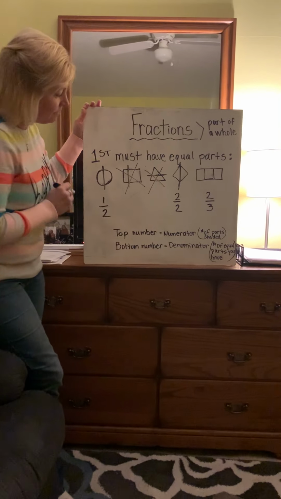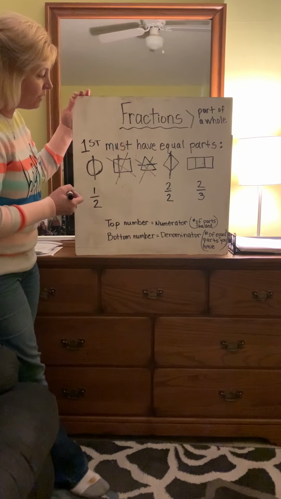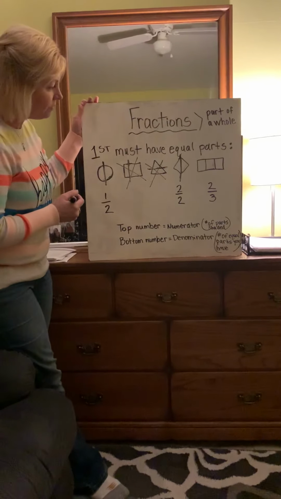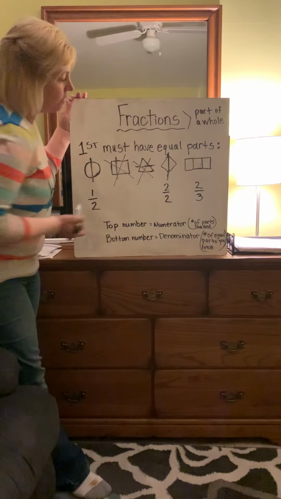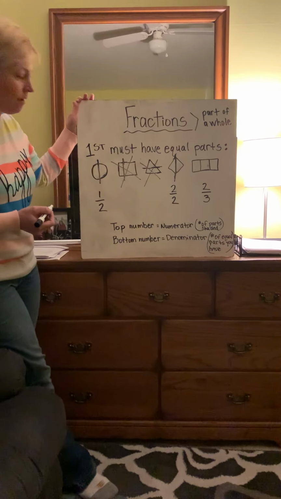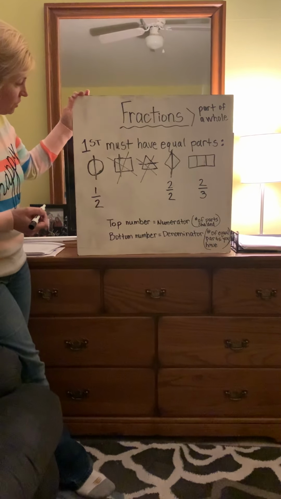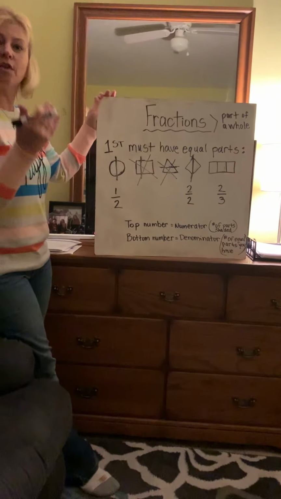My rhombus is divided, and you can see it's got the same on both sides. So we'll be able to have a fraction with that one. And then the rectangle is divided into 3 equal pieces, so that one will have a fraction as well. The second part for fractions is to look at what part of the whole you are talking about.